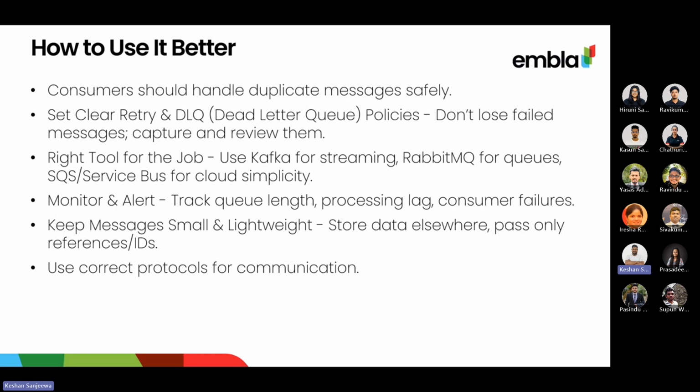And use the correct protocol for the communication. If it's an IoT device platform, we should use an IoT device supported protocol. And if it's a non-IoT device application, then we should use a non-IoT device supported protocol. When it comes to protocols, we have AMQP 0.9.1 and 1.0 is the latest version. And MQTT 5 is the latest version. Likewise we have 3.1, 3.2. But when it comes to IoT devices, we should be careful to use the correct protocol version.